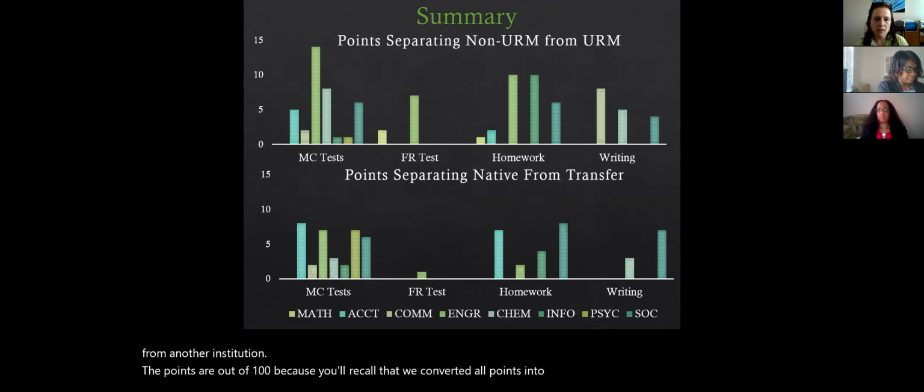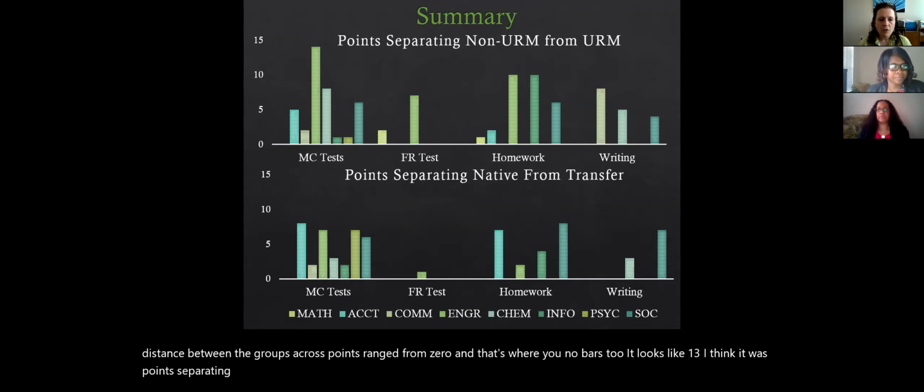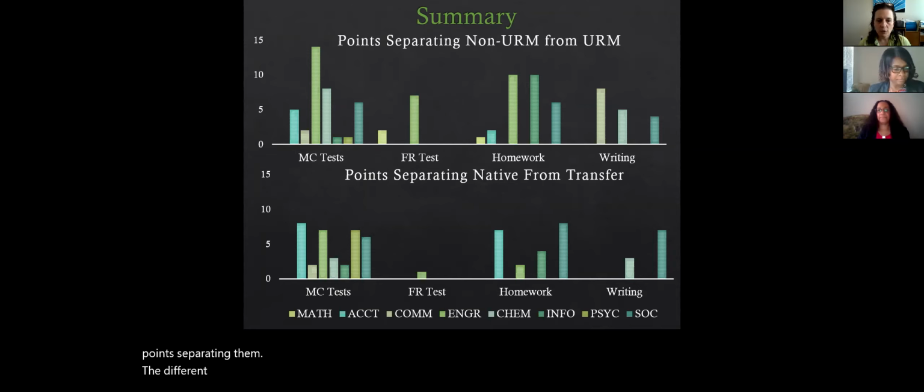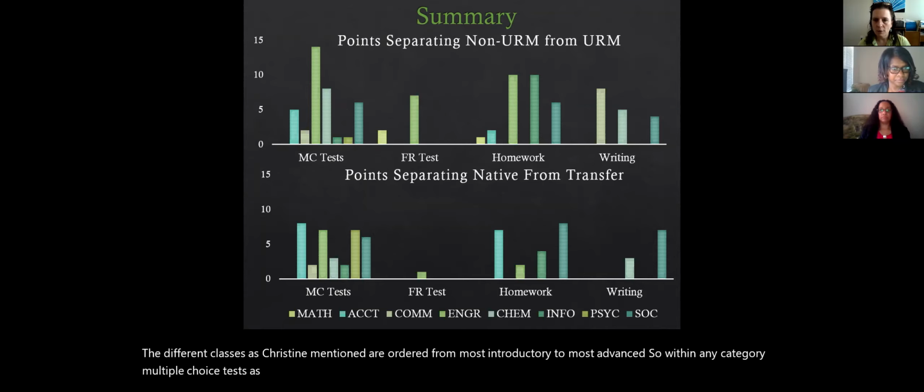And what you can see is that the distance between the groups across points ranged from 0, and that's where you see no bars, to it looks like 13, I think it was, points separating them. The different classes, as Christine mentioned, are ordered from most introductory to most advanced. So within any category, like multiple choice tests, as you move to the right, you're moving to bars that are more advanced classes.